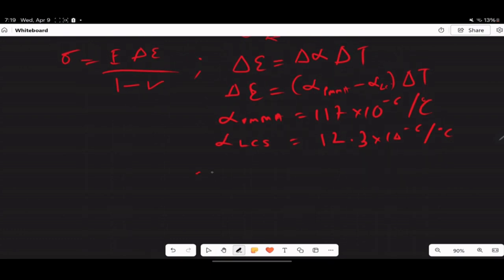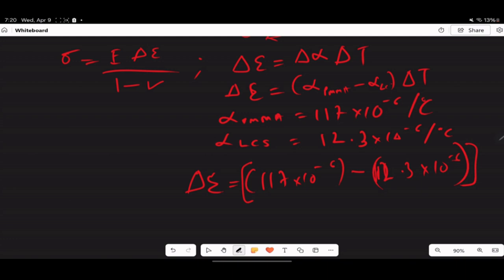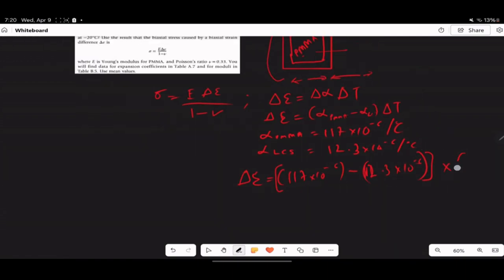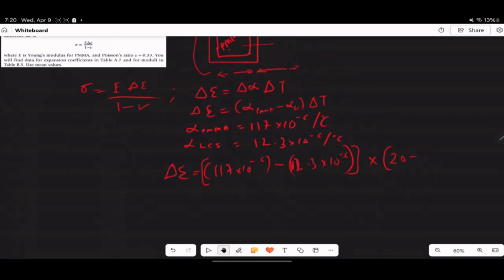So calculating this, we now have the change in biaxial strain giving us 117 times 10 raised to the power -6, minus whatever we have here, which is 12.3 times 10 raised to the power -6, everything times the change in temperature, which is -20 minus 20. If you now solve for this, the change in biaxial strain is equal to 4.19 times 10 raised to the power -3.